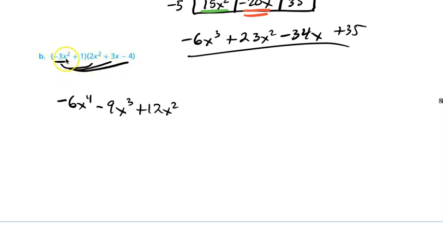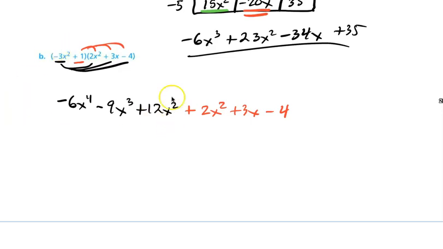Then we're going to do the same thing. We got to finish off this polynomial here. So we got to do the same with the 1. Multiply by every single one of those. So this one's easier. 1 times 2x squared is 2x squared. 1 times 3x is 3x. And then 1 times negative 4 is negative 4.